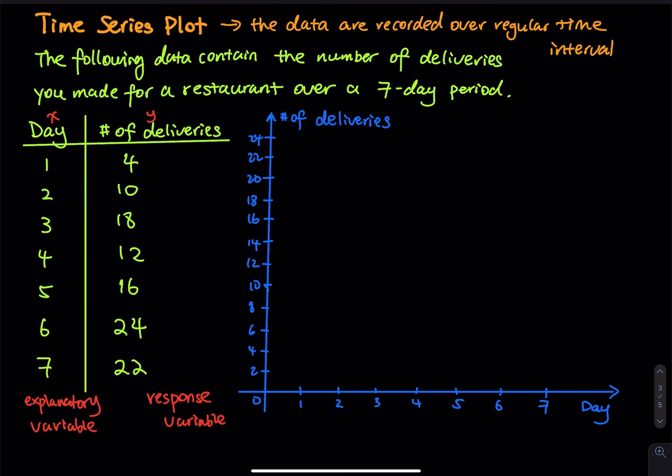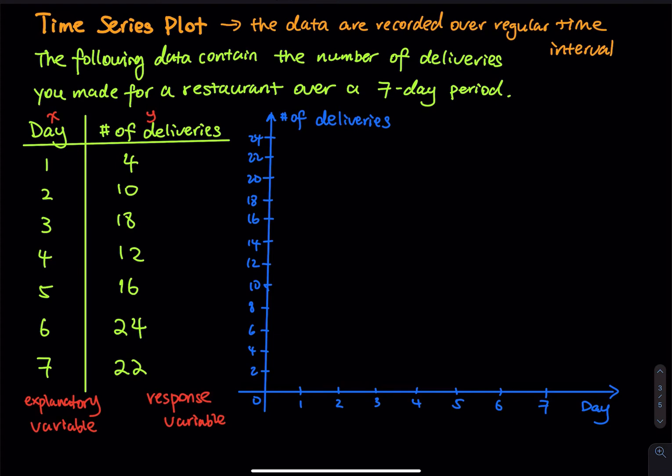So day 1, day 2, all the way to day 7. And then on the second column, you see the number of deliveries you make every day. Since we are using the time to study the number of deliveries, the time is the explanatory variable, and the delivery is the response variable. So that's why we have the day on the horizontal axis and the delivery on the vertical axis. So number one, you have day one. Day one, you make 4 deliveries, right?